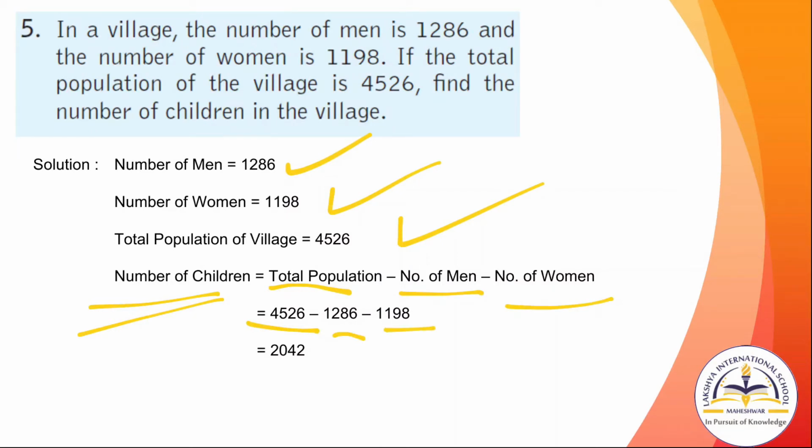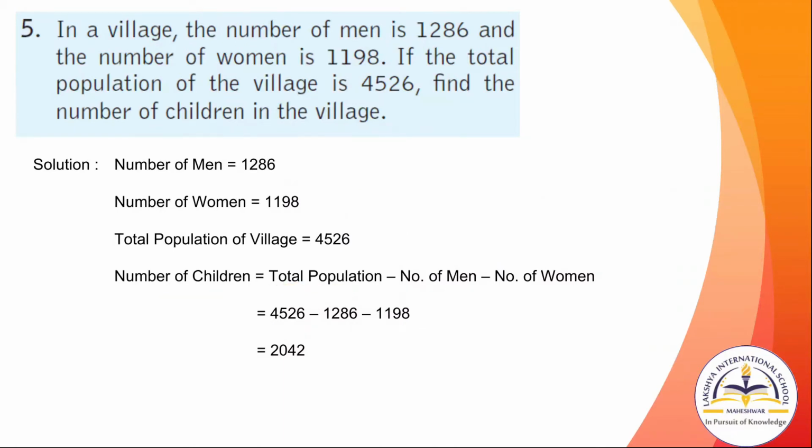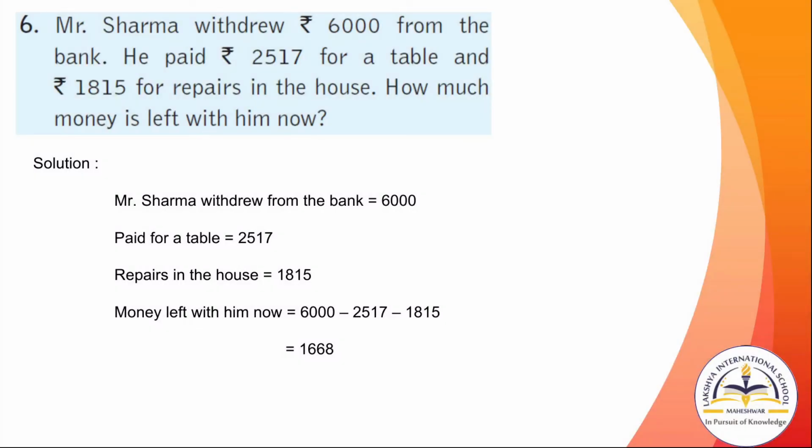So when you subtract 1286 and 1198 from 4526 you will get 2042. So 2042 are the children. Now question number 6, Mr. Sharma withdrew 6000 from the bank. He paid 2517 for a table and 1815 for repairs in the house. How much is left with him?